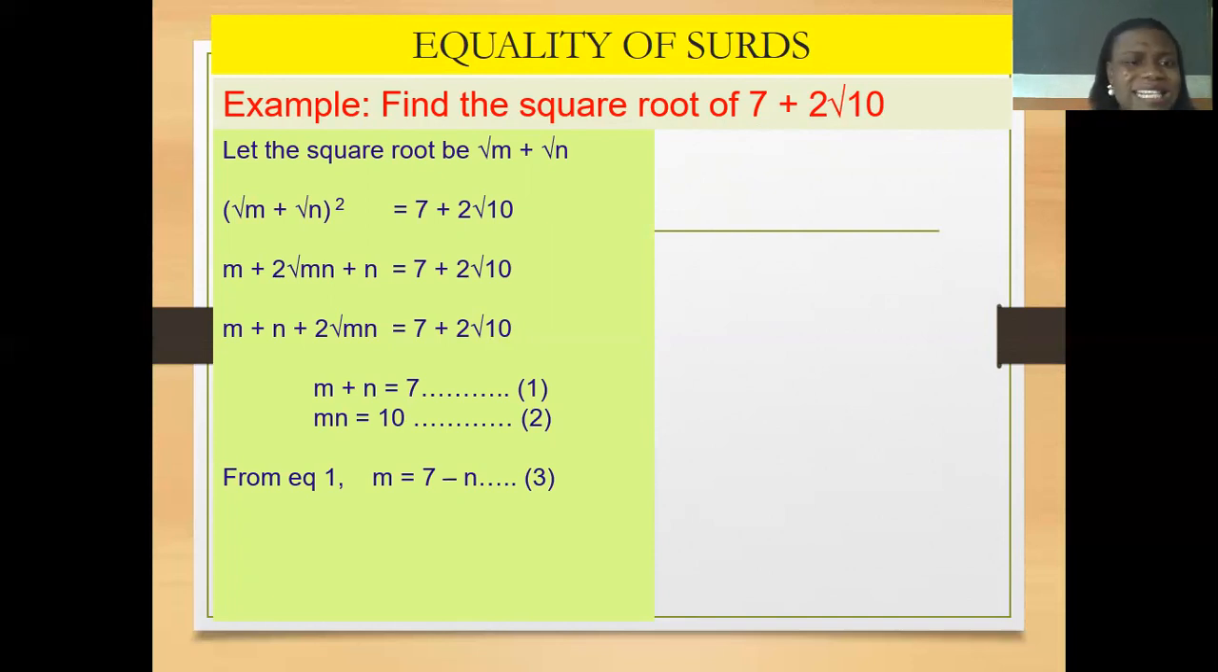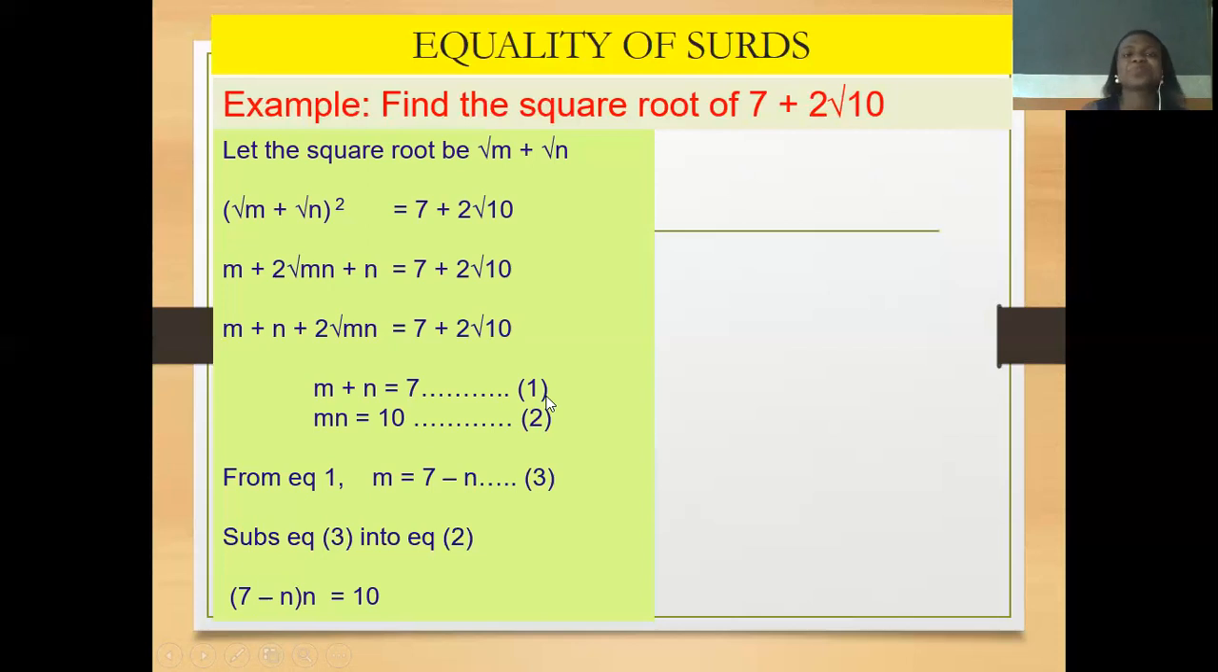The next thing, just follow me, is we're going to put equation 3 into equation 2. We got equation 3 from equation 1. Now wherever you see m, you're going to put 7 minus n. So we put 7 minus n into the position for m. You have 7 minus n, times n, equals 10.